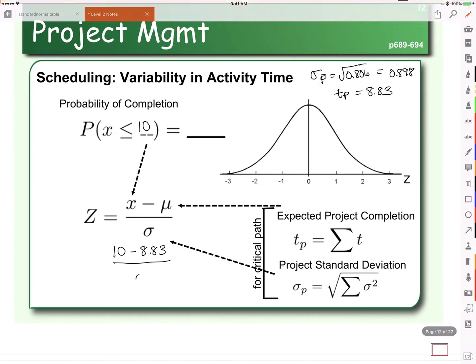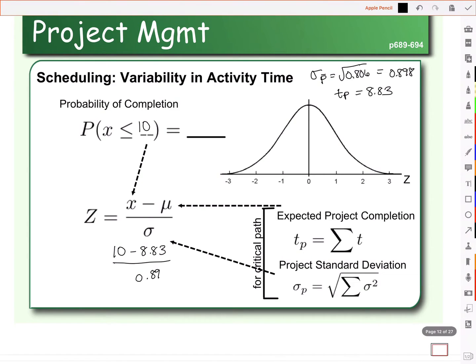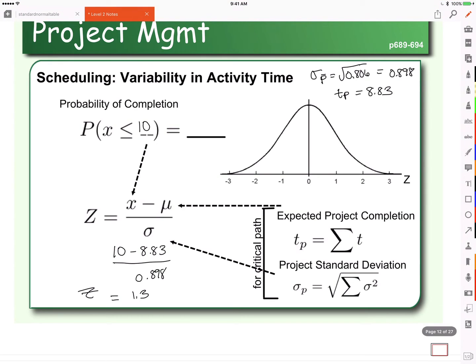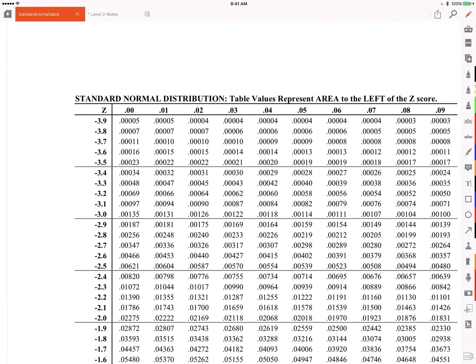So that was the 0.898. And if we do that calculation, I believe we end up with about 1.3. So we have a Z-score of 1.3. What do you do with this Z-score? Well, if we go to a standard normal table, we can look for a Z-score with that number. Now, when you look at standard normal tables, probabilities are on the inside and the Z-scores are on the outside.